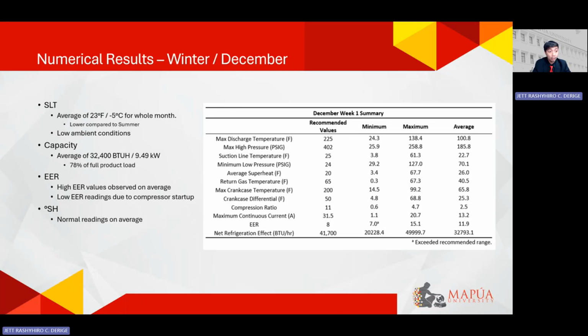And for the energy efficiency ratio, since there are lower ambient temperatures, there is less effort for the condensing unit to reach the required temperature. We logged an average of around 12 EER, so higher EER values compared to summer. And this is because there is less effort for the system to work and it is much more efficient. And for the superheat, in the month of December, it experienced normal readings on average, so there are no readings that are out of the ordinary or that exceeded the recommended range.